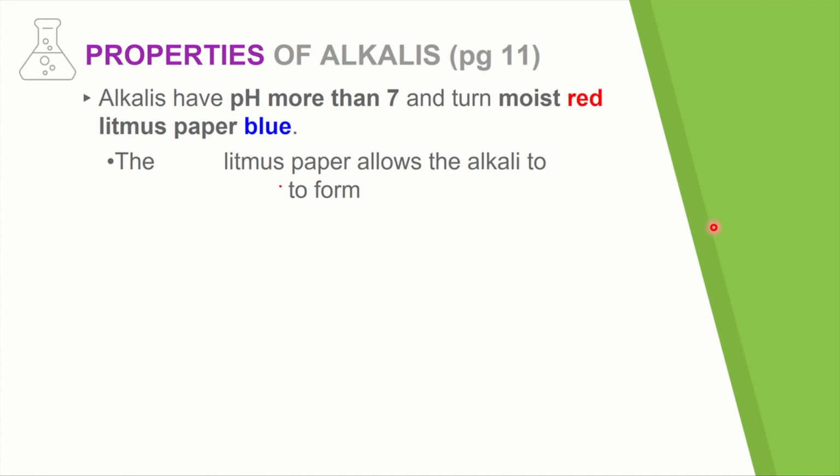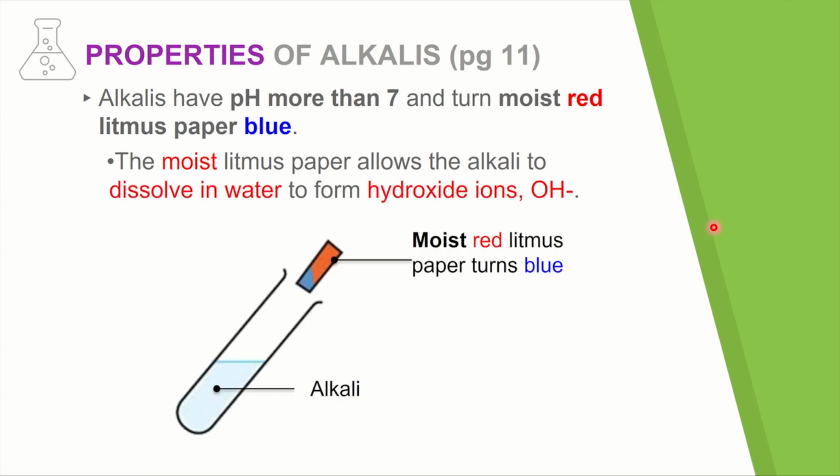Okay, so we are using moist litmus paper because we want to have the water to allow it to dissolve to form your hydroxide ions. Take note, it is moist red litmus paper turns blue. Acid is blue to red. Alkali is red to blue. Just remember one will do. Acid is red color. Then of course alkali will be the opposite.